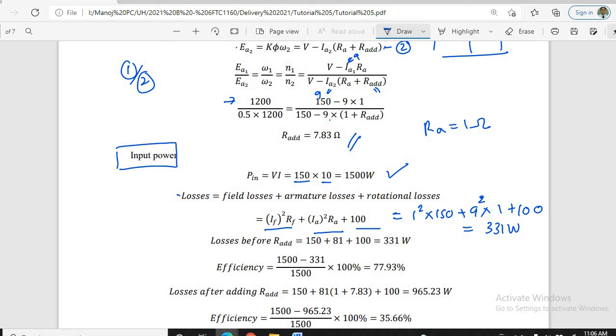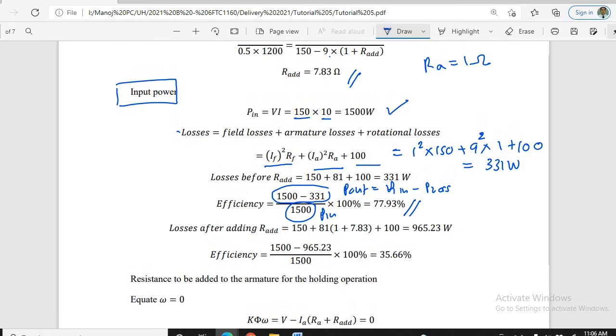So then this is actually the P out. P out is equal to P in minus P losses, right? This is P in. If you calculate, you will get 77.93% efficiency, right? But what will happen when we add the resistance?